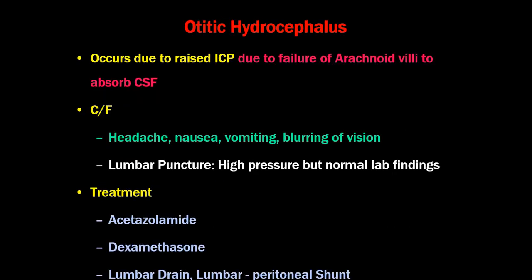Otherwise, it's not required. Coming to the next topic, otitic hydrocephalus, which occurs due to raised ICP due to failure of the arachnoid villi to absorb the CSF. Clinical features are headache, nausea, vomiting, blurring of vision. Lumbar puncture shows high pressure but normal lab findings. Treatment is by acetazolamide, dexamethasone, and lumbar drain and lumboperitoneal shunt if required.